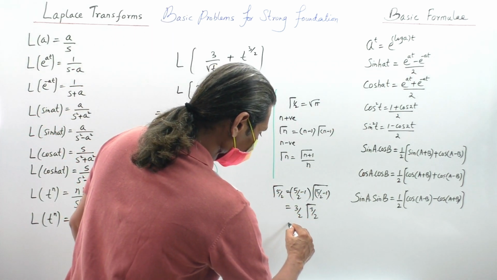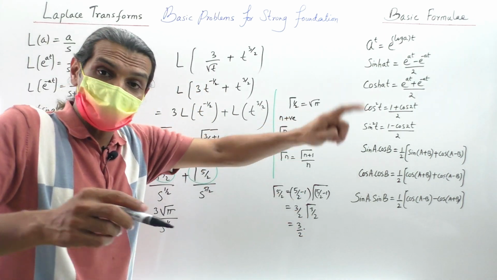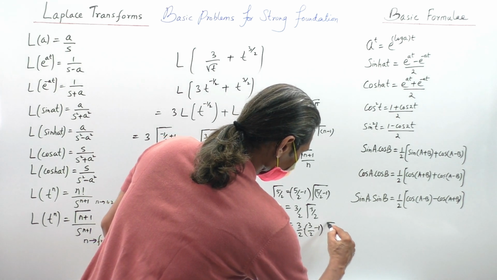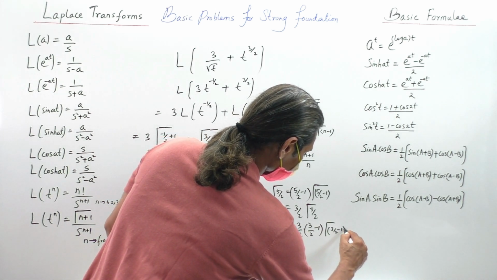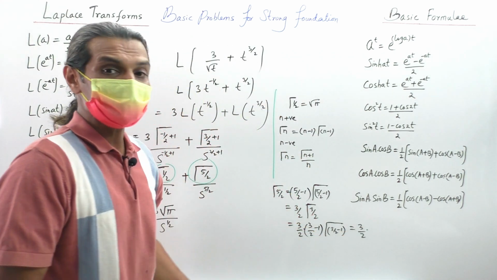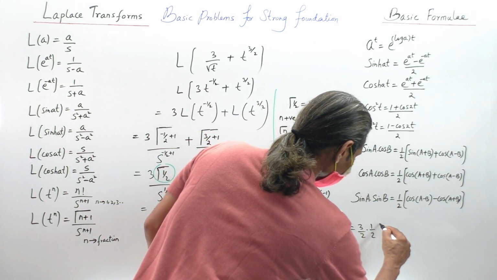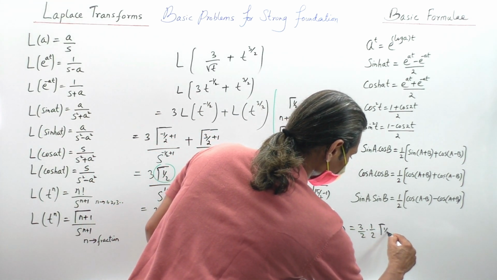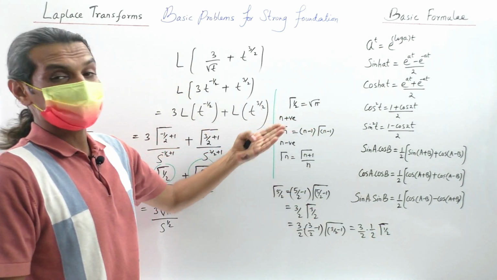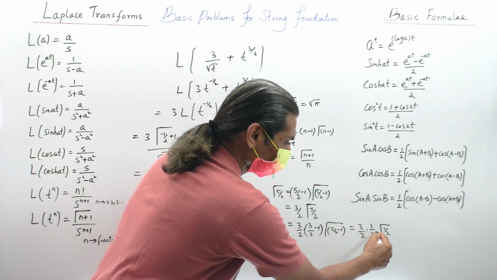So, again 3 by 2 as it is, into gamma 3 by 2, we use the formula gamma n is (n minus 1) gamma (n minus 1). So, it will be 3 by 2 minus 1 into gamma of 3 by 2 minus 1. So, we can write 3 by 2 into 1 by 2 into gamma 1 by 2. Now, stop here, because we know that gamma 1 by 2 is equal to root pi. So, the answer here is 3 by 2 into 1 by 2, which is 3 by 4.